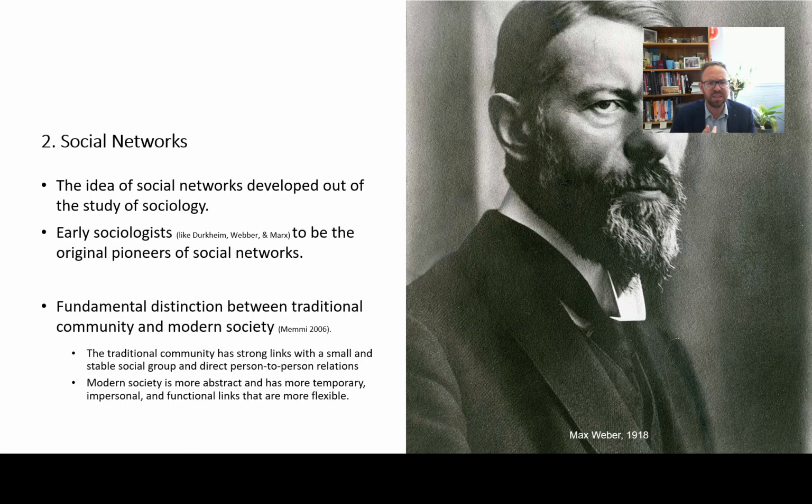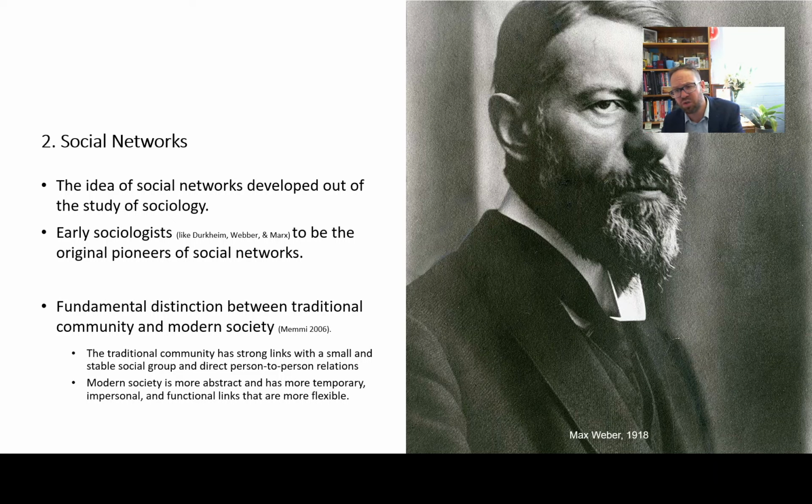So the fundamental distinction between traditional community and modern society. In the traditional community, there are strong links with a small and stable group of people, and directed person-to-person interactions or relationships, right? So that's how things used to be. But with modern society these days, it's more abstract and has more temporary, impersonal and functional links that are more flexible. And you can sort of notice the differences.